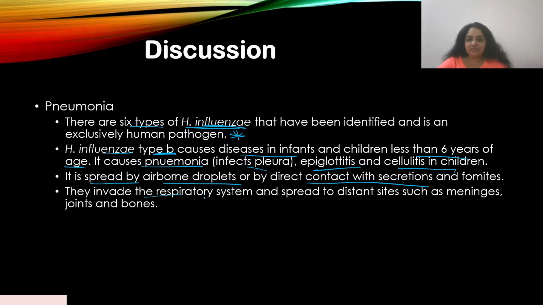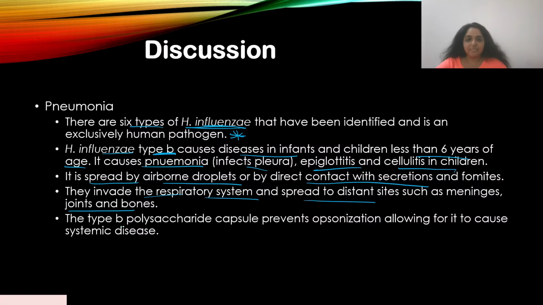Now they invade the respiratory system and spread to distant sites such as meninges, joints, and bones. Okay, so yes, Haemophilus influenzae has the ability to do that. It not only affects the respiratory system, but it also damages the meninges, joints, and bones. The type B polysaccharide capsule prevents opsonization, allowing it to cause systemic disease.